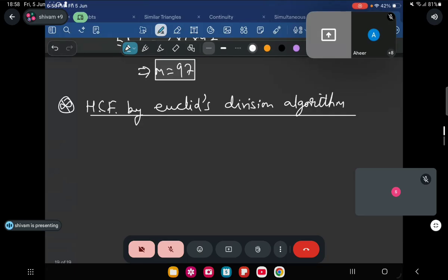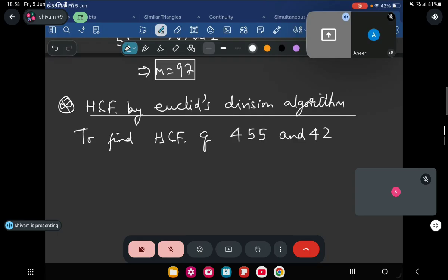Okay, so everyone, to find the HCF of, let us take two numbers. I'm taking 455 and 42. What do we used to do?